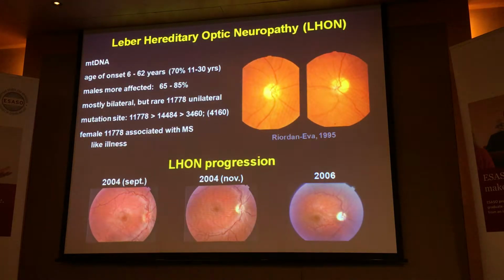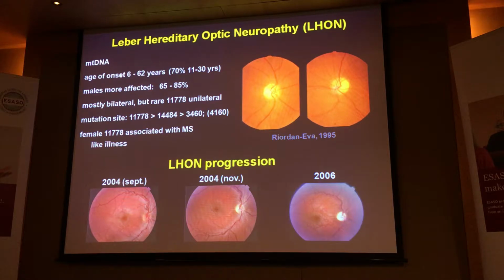Leber disease, of course, usually you get left with a pale disc, and in the acute phase you get telangiectasia of the vessels on the disc. That resolves, and then the pale disc pattern occurs. So that's what happens in progression. Three most common mutations.